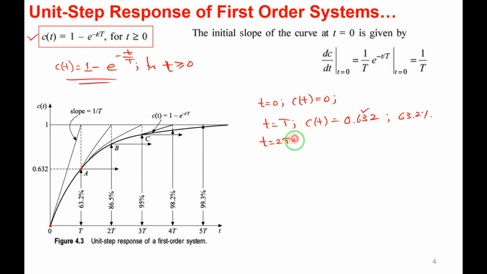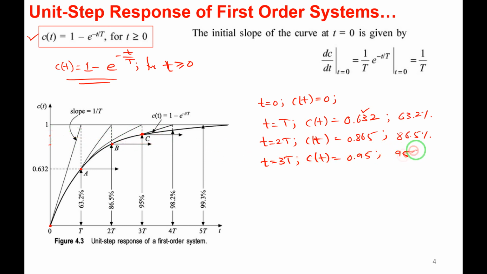For t equal to 2T, calculate C of t, it turns out to be 0.865. Plot it, corresponding to 0.865 here. In terms of percentage, it is 86.5%. So for t equal to 3T, you can make use of a calculator and calculate. You will get the same values. So for t equal to 3T, you are getting 95%. 95% is 0.95, corresponding to this 0.95.